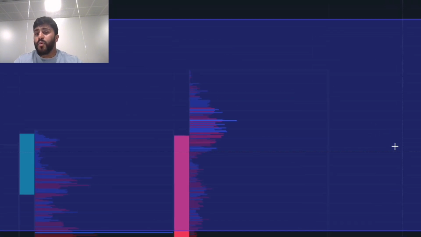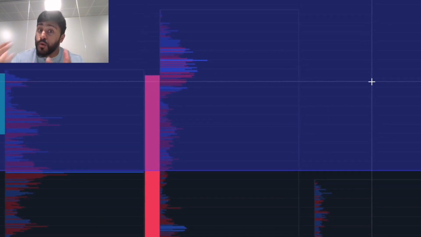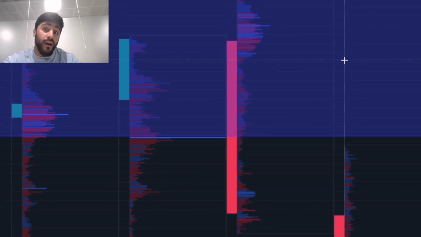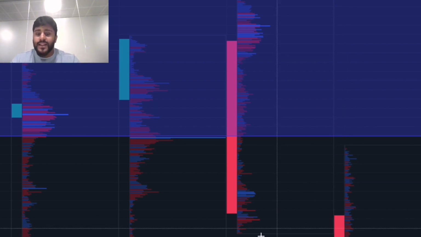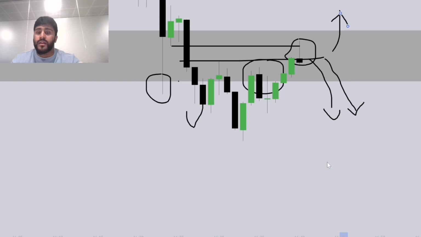So when you see a small volume and aggressive buyers, blue delta, trying to drive price higher, but the market fails to actually go higher, this is what tells us sellers are in control, and this is the most powerful thing about the ATAS platform. The ATAS platform tells you who is in control between buyers and sellers.